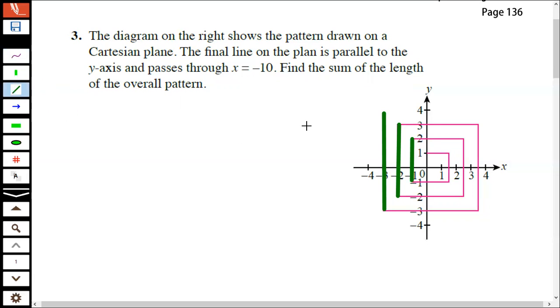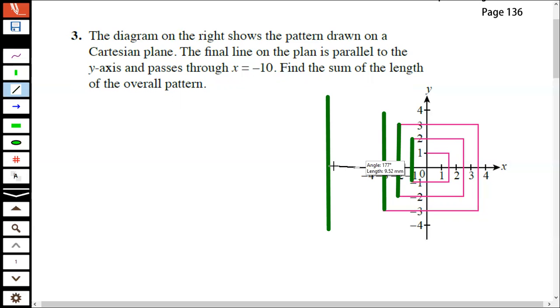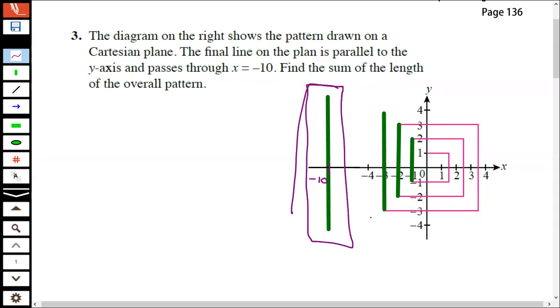If I extend another line over here for you, let's say this is your last line. I extend a bit for you, just to give you some understanding. So this is -10. Let's say this is your -10. Now this will be the last line for this pattern. The pattern will go until this last line.